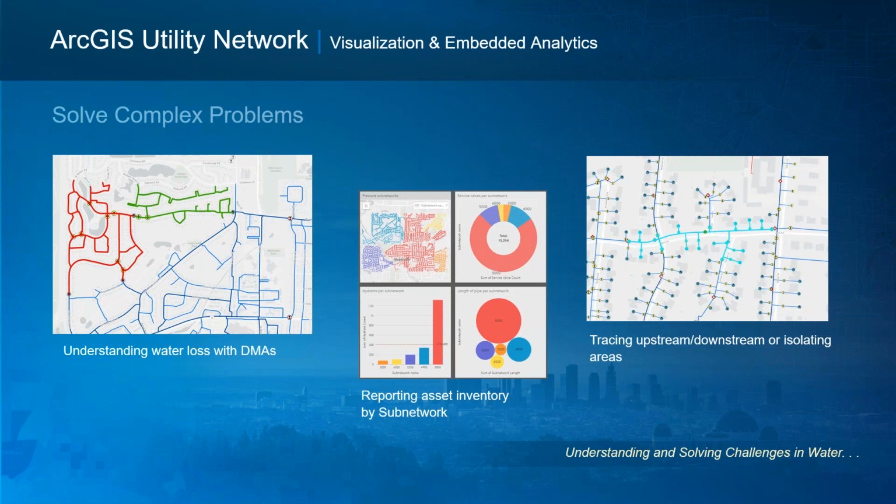The utility network also enables very sophisticated tracing capabilities to do upstream, downstream, or isolation type traces. And these aren't just pre-configured traces anymore. Really what we've done is we've exposed a whole tracing framework for utilities to start to build out their own complex traces, to be able to define what participates in the trace, and also what information you want to get back from the trace. And all of this starts to help utilities to gain better understanding and solve challenges that exist in the water industry.